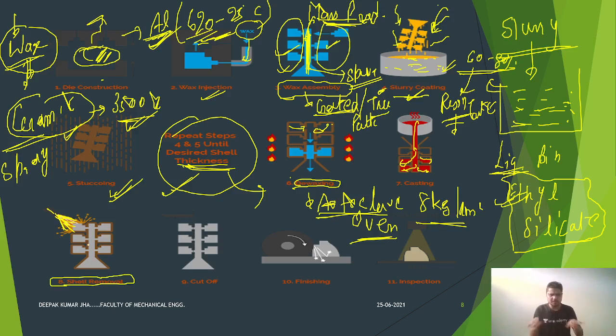So the shell can be easily broken up. Now when the shell is easily broken up, you will get a highly intricate casting. Now what you have to do, a fettling process is being used. I had already told you about the fettling process.